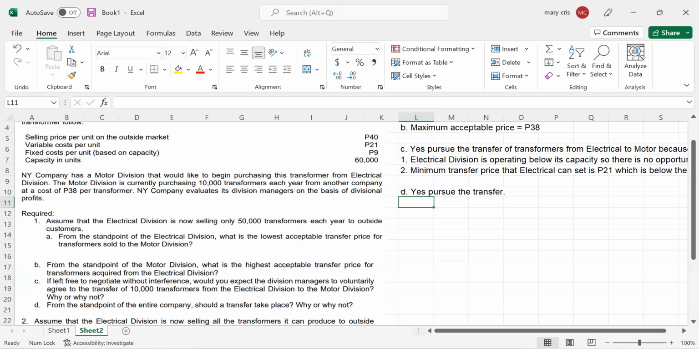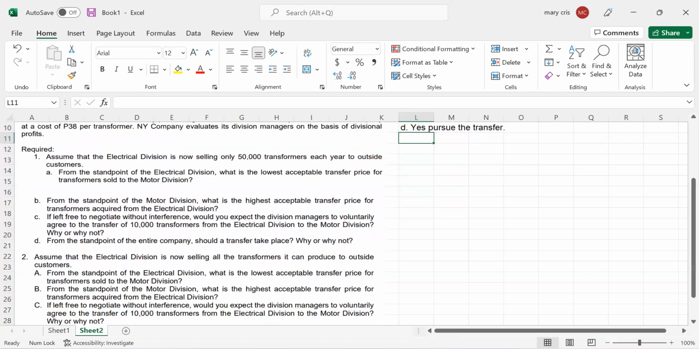So in short, meron kang savings pa, 21 versus 38. So meron kang savings, or the company as a whole makaka-save ng magkano yan? 38 minus 21. So meron siyang savings pa na 17 pesos per unit. So it will be beneficial, no? It will do good to the company as a whole if they're going to pursue this particular transfer. Okay? Sige. So let's proceed now to the second.